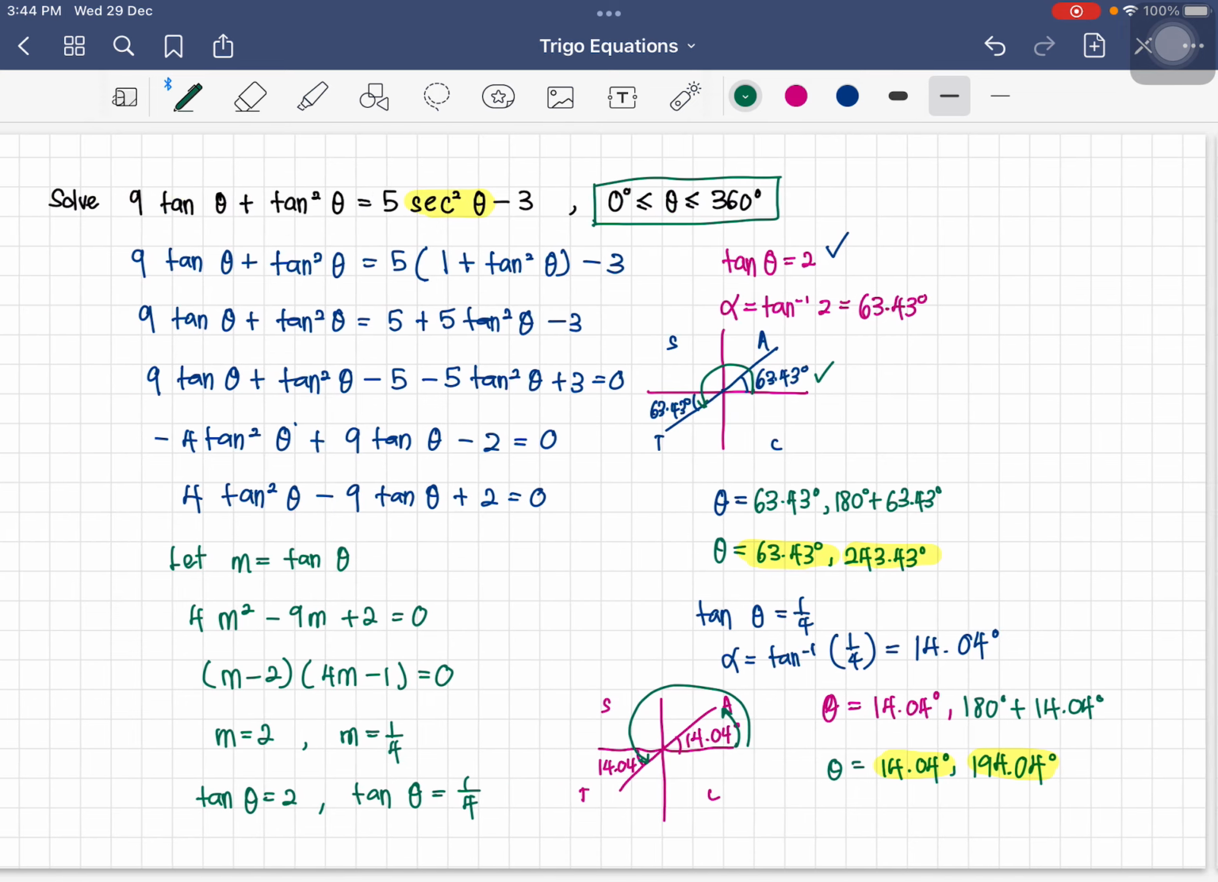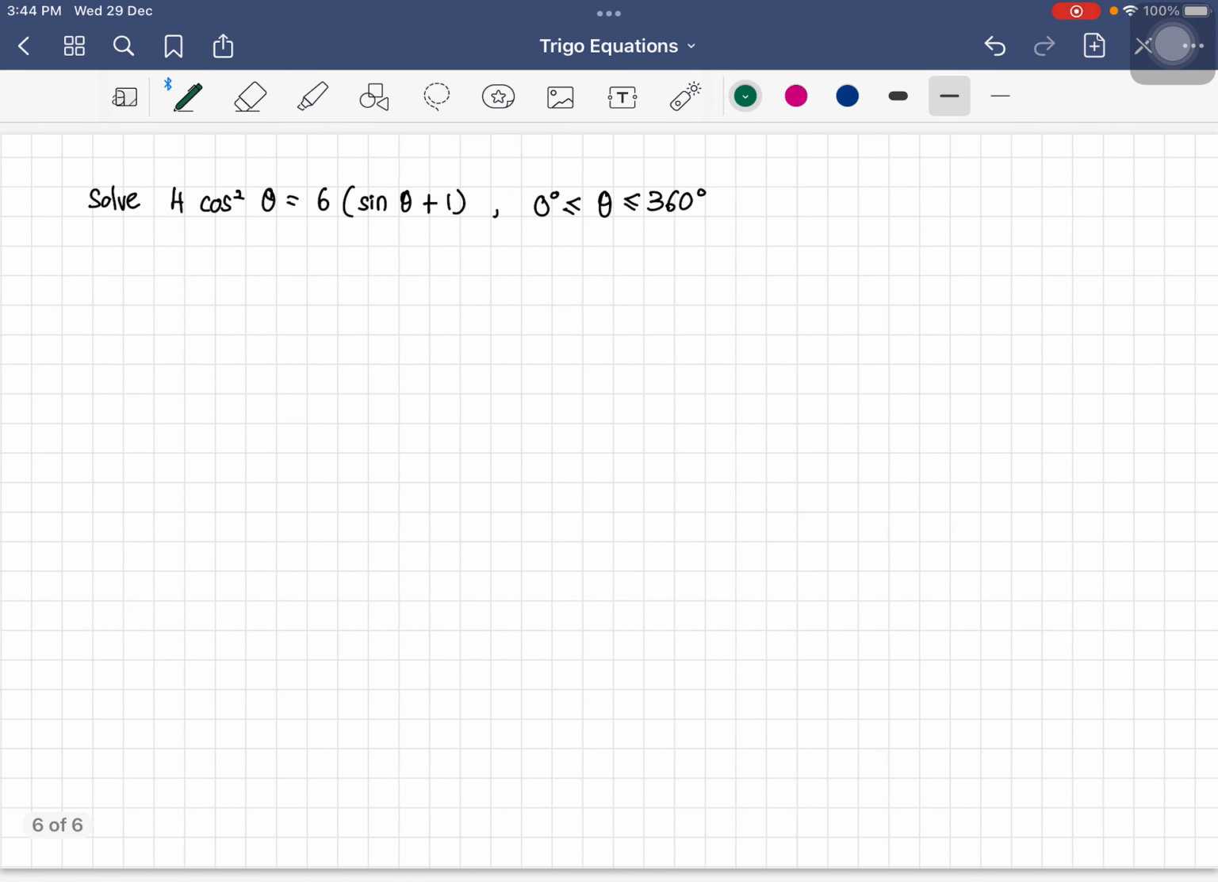Let's see this one. We have another one. Actually we have cos square of theta. We know that using the identity, cos square of theta plus sine square of theta is equal to 1. So of course cos square of theta will be 1 minus sine square of theta. We have to change this cos square of theta so that we can write a quadratic equation in terms of sine theta. So we'll have this one as 1 minus sine square of theta.